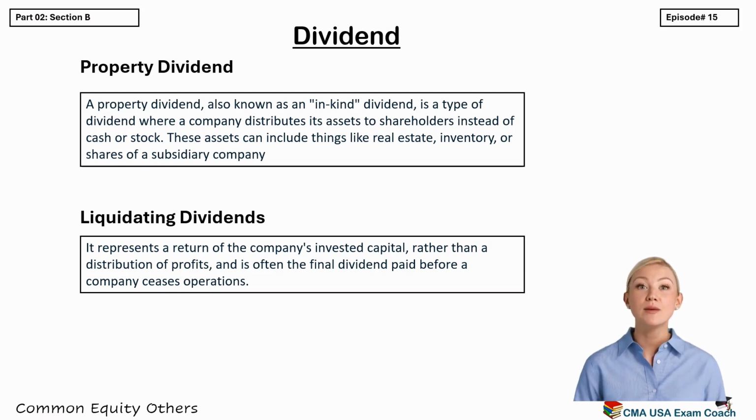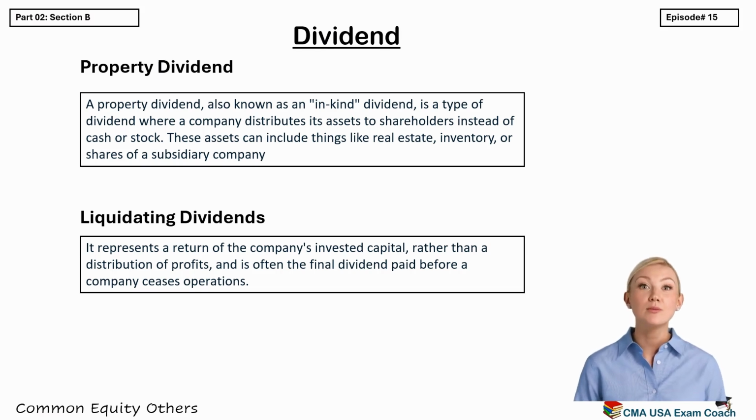Since this money is not coming from profits or retained earnings, but from the capital itself, it is called a liquidating dividend. And one key point: liquidating dividends are not sustainable. They are typically one-time events and signal that the company is either restructuring or closing parts of its business. So, while it might feel like a gain to shareholders, it's actually the company returning part of their original investment.